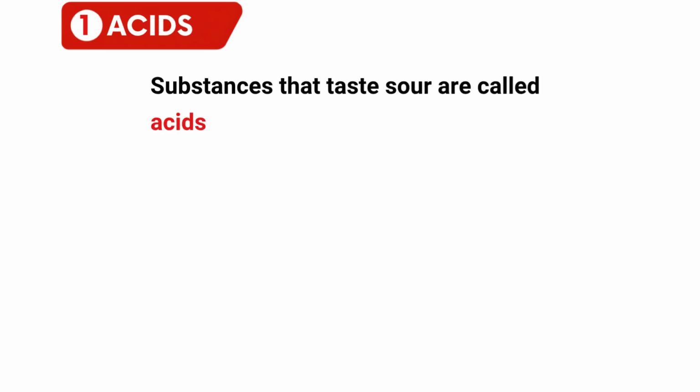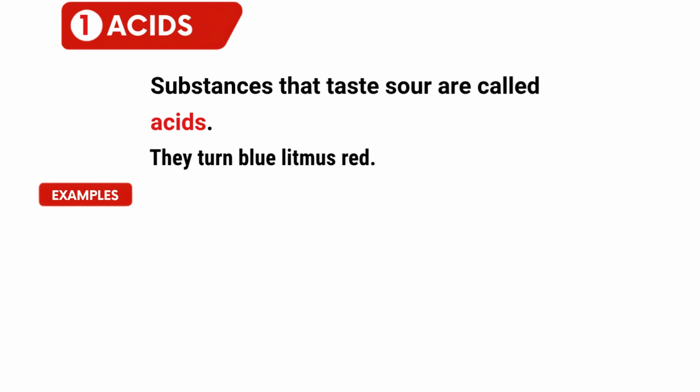Now what are acids? Substances that taste sour are called acids. Acids turn blue litmus red. We will talk about litmus later in this video. Some examples of acids are lemon, vinegar and curd.